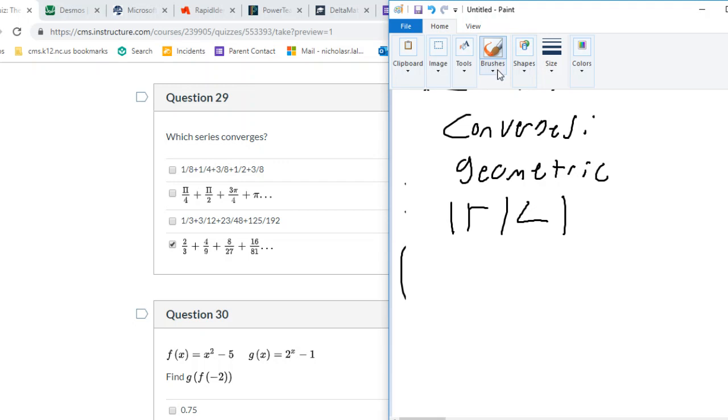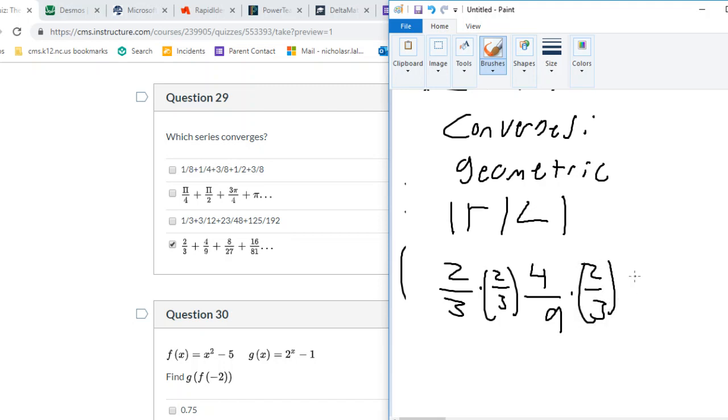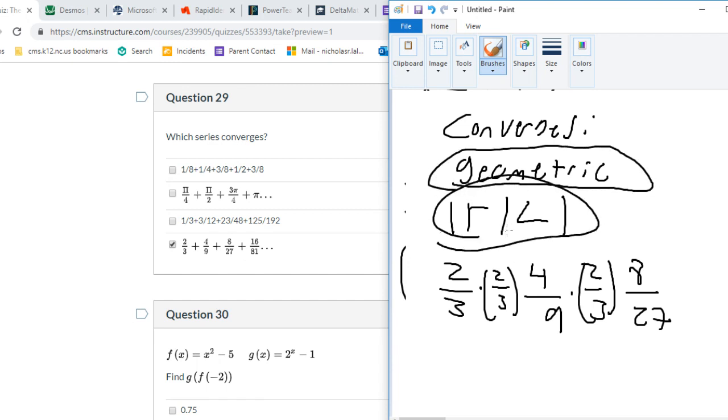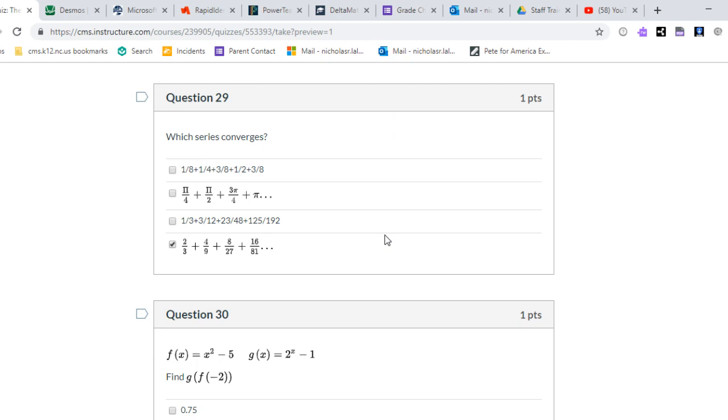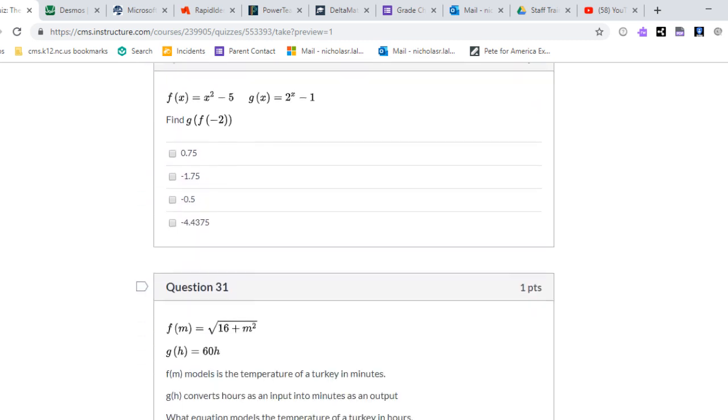2/3, 4/9, 8/27, because when I go from 2/3 to 4/9, I'm multiplying by 2/3, which is a value less than 1. So I multiply by 2/3 and multiply by 2/3 again to get 8/27. So I'm multiplying by 2/3 each time. So because this is a geometric series with r less than 1, this converges. It has to converge when it's geometric and the r value is less than 1. Otherwise, the series will diverge.